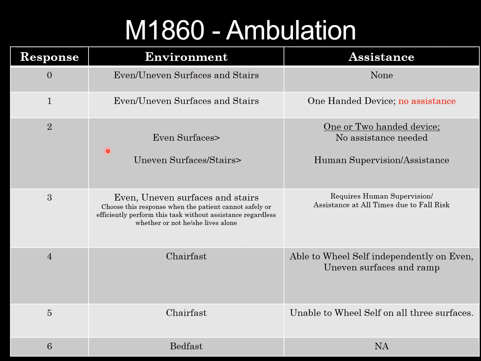The environment for 2 can be even surfaces and uneven surfaces, and you're using a two-handed device or one-handed device or no device at all, but you may have some level of assistance. 3 considers all surfaces as well, and this requires constant assistance at all times, probably a very high fall risk. 4 and 5 are Chairfast, and then we look at all surfaces using the wheelchair. And Bedfast, the assistance is irrelevant in that question there.